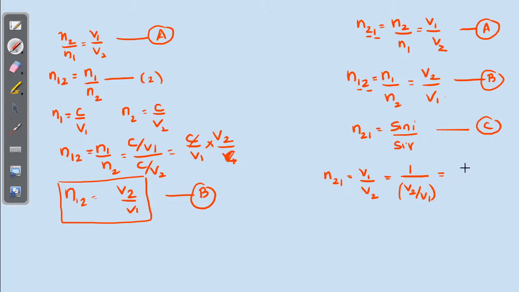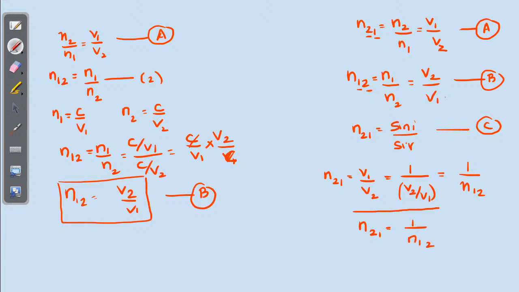Now what is V2 by V1 in the denominator? V2 by V1 is your equation B. What is that? N12. So what can I write here? This can be written as N12. So I am getting another important result here: N21 is equal to 1 by N12.